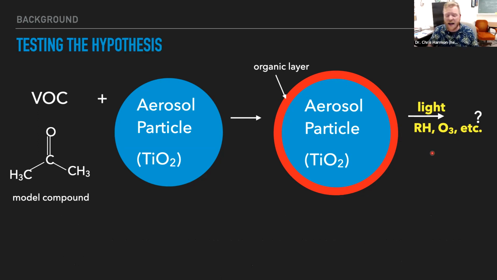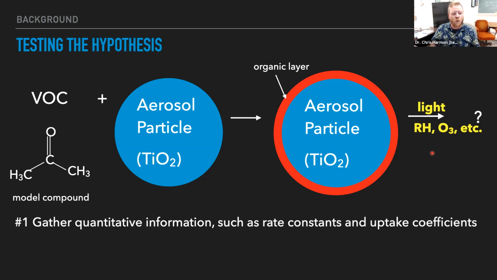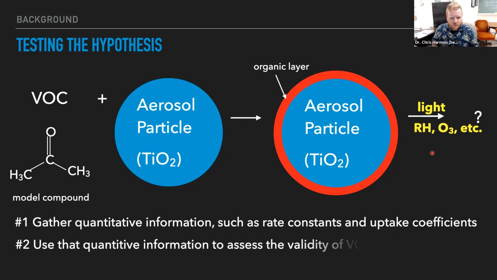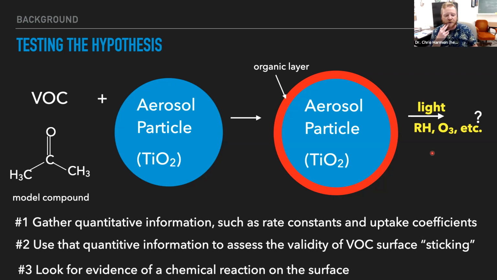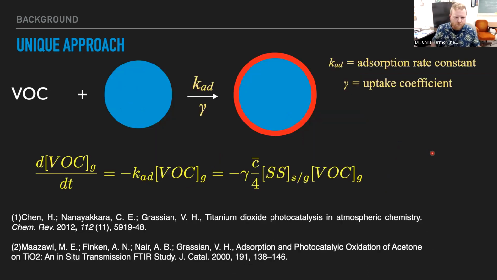So here's how we're going to test the hypothesis. So we want to gather quantitative information, such as rate constants or uptake coefficients, and I'll talk about that in more detail soon. And then we want to use that quantitative information to assess if this VOC sticking is important. And then to assess the validity of this organic layer, we want to look for evidence of a chemical reaction on the surface of our particle, okay?